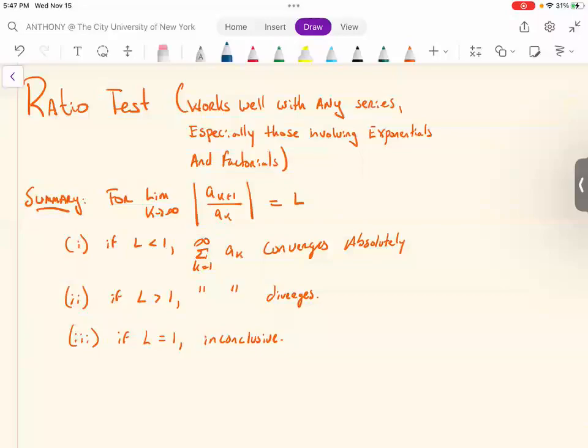All right, so in this video, we're going to look at the ratio test. For the ratio test, it works well with any series, honestly. I think it works the best when you see those factorials or exponentials, like 5 to the k or something like k factorial. So it says that if you compute the limit as k approaches infinity of a k plus 1 over a k, this is equal to L.